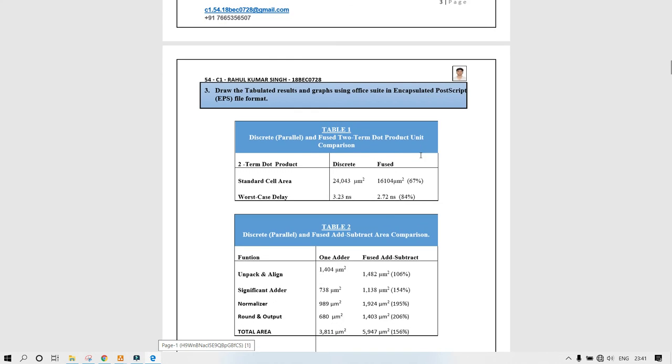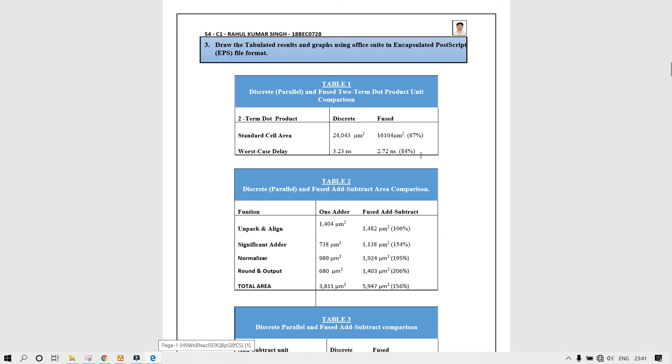Now, coming to question 3, draw the tabulated results and graphs using the Office suite in EPS file format. The following results have been taken directly from the published journal. The table shows the comparison between the results of the existing architecture, which is discrete floating point operation, and the architecture discussed in the paper, which is fused floating point operation. We can see there has been significant improvement in fused floating point operation as compared to discrete floating point operation.